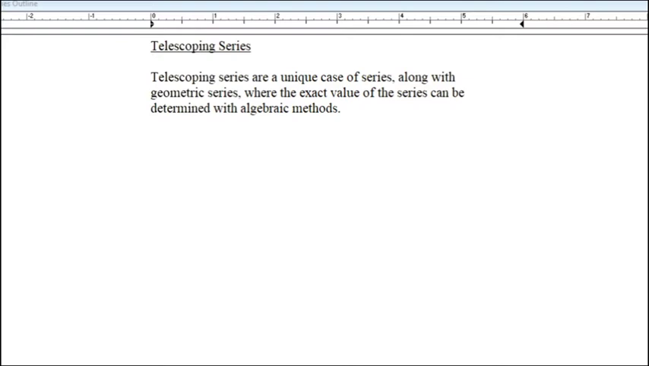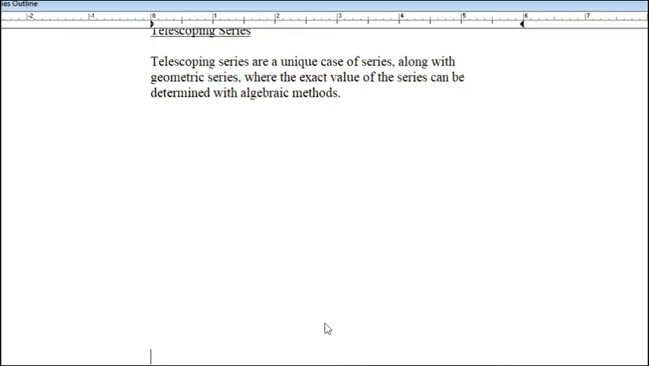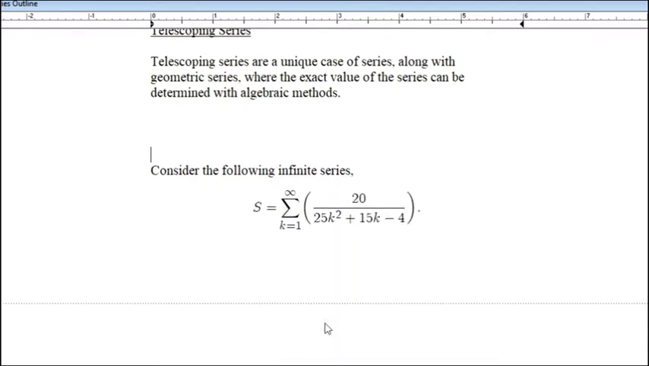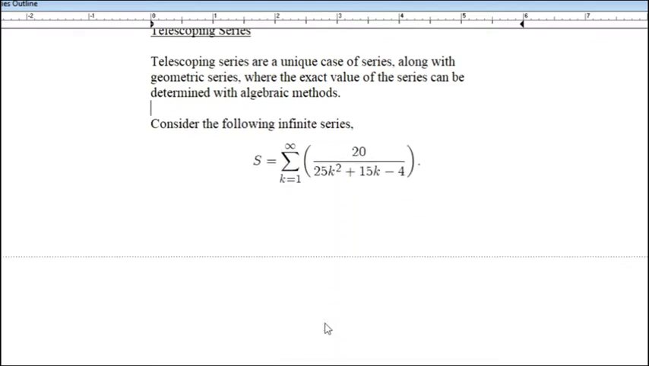Now, what is a telescoping series? Well, these are a little hard to define. They're easier to see if we look at some examples.